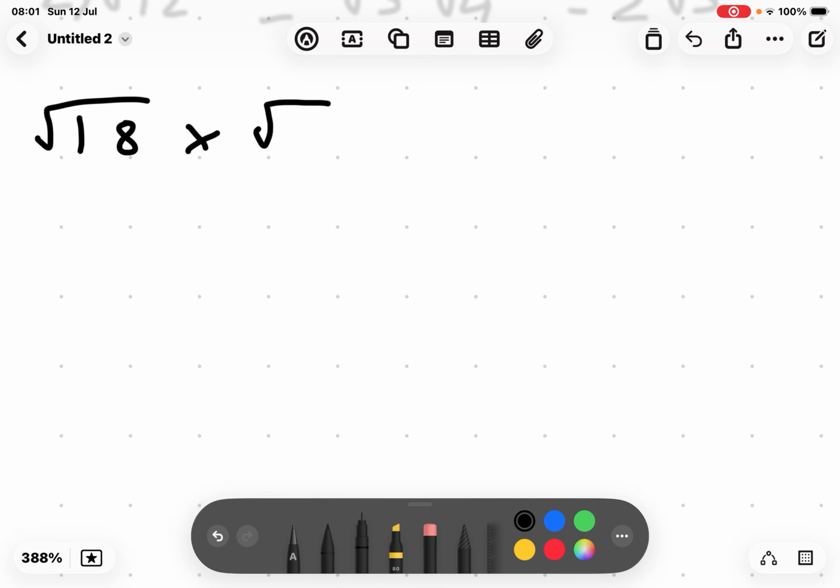Let's say you have something like this, right? What you do, just multiply these numbers and put them under one root. So 36, and then you look for a square number that creates 36. For 36, that will be 6. So that's the answer.